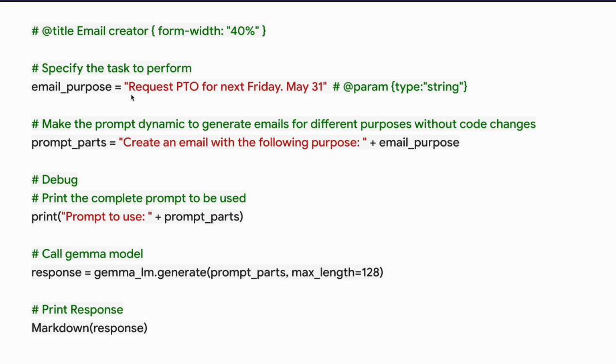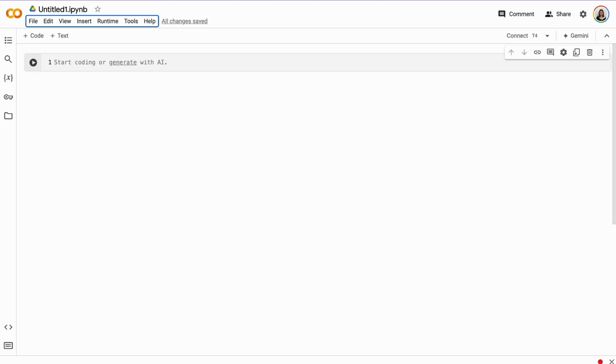We will use this code template to generate the prompts dynamically. For example, to create an email generator, we will store the purpose of the email in a separate variable, so we can change it later to generate new results.